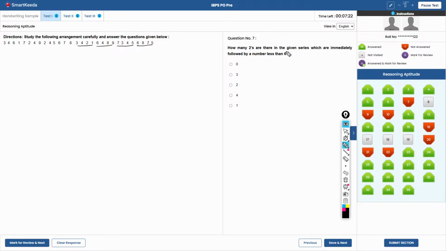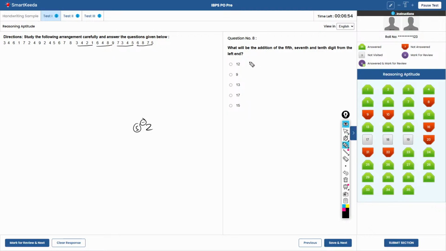How many 2's are there in the given series which are immediately preceded by a number less than 6? So 5 or less. So 2 and 5 or less. 2, not 5 or less. No. 1. So only 1, because 3 2's, 1, 2, and here only, yeah, so only 1.